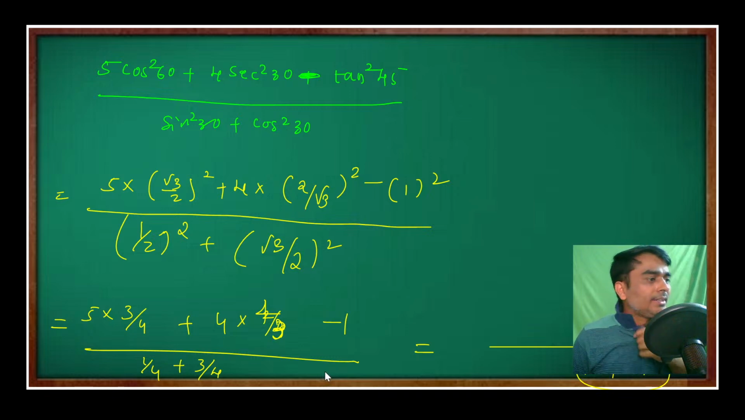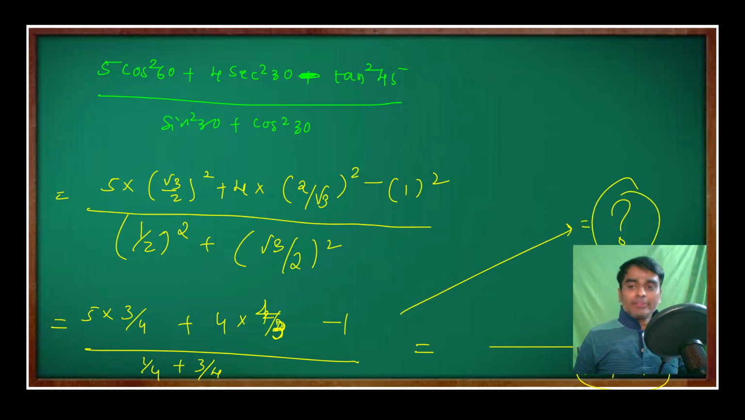Correct? Okay, speed is okay. Tell me the answer. Simplify this and tell me what is the answer immediately. Values are written properly. See, this is how you should know the values, on the tip of your tongue.